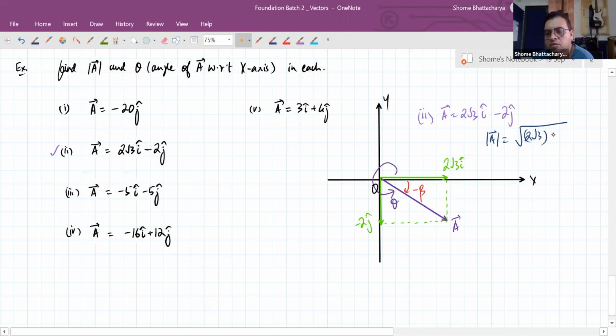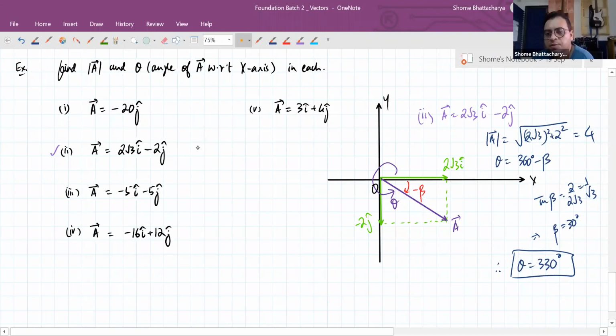Such that now you can see that tan beta is perpendicular upon base. Therefore theta is how much? 330 degrees. Okay. So for this one, the magnitude of the vector is 4 and theta is 330 degrees, or you can write it as minus 30 degrees. So that's your answer.